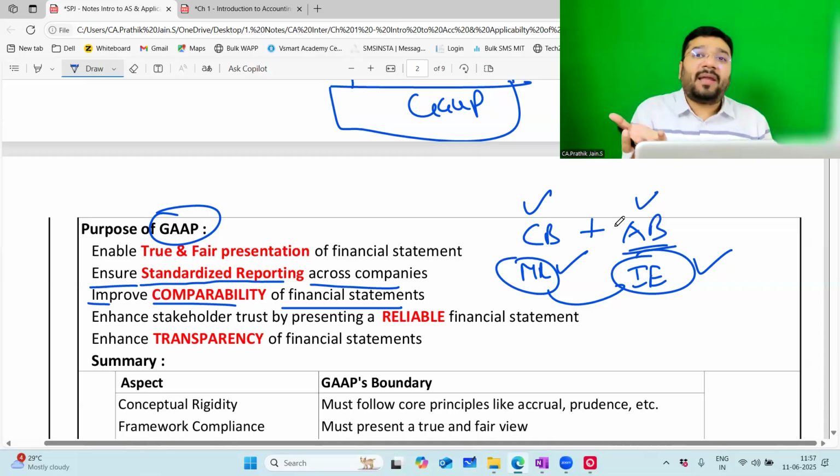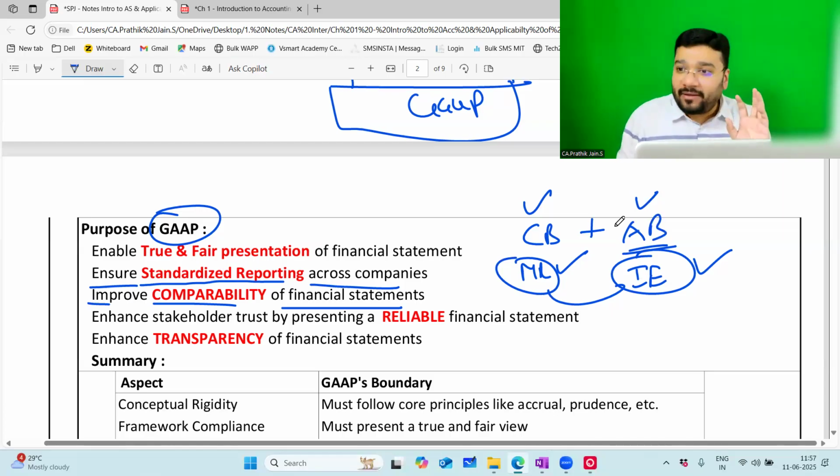Imagine my competitor is preparing financial statements in a different manner, and I'm preparing in a different manner. Then can I compare it? Not possible. I'm recording depreciation. He's not recording depreciation. Obviously, when he's not recording depreciation, his profits will be more. Mine will be less. Then can I compare it? No. So the financial statements prepared by you and your competitor, the basis should be the same. When the basis of preparing FS is the same, comparability is also there. Understood?